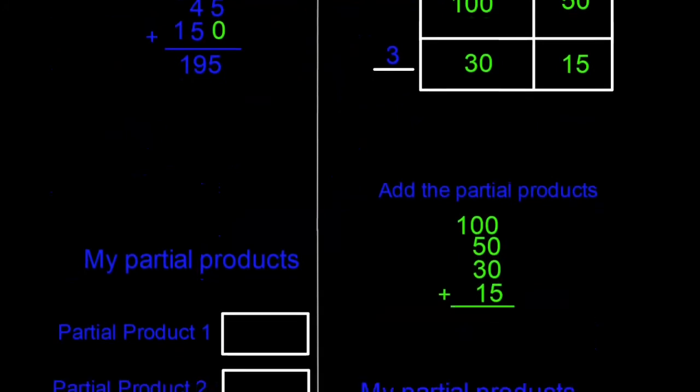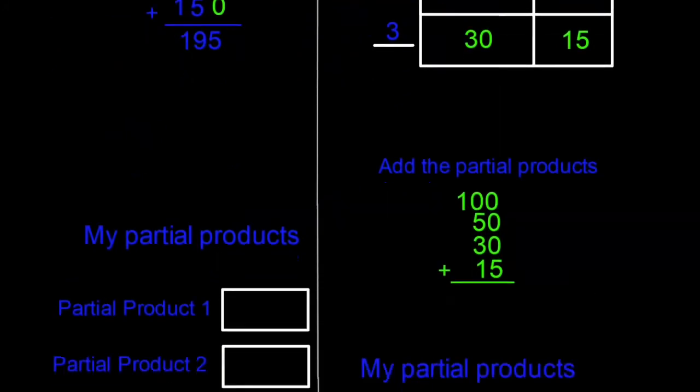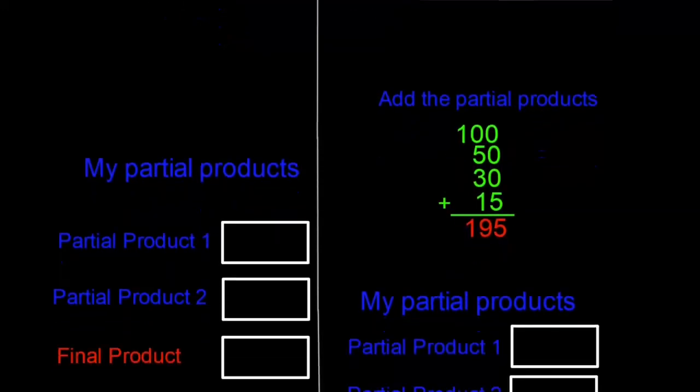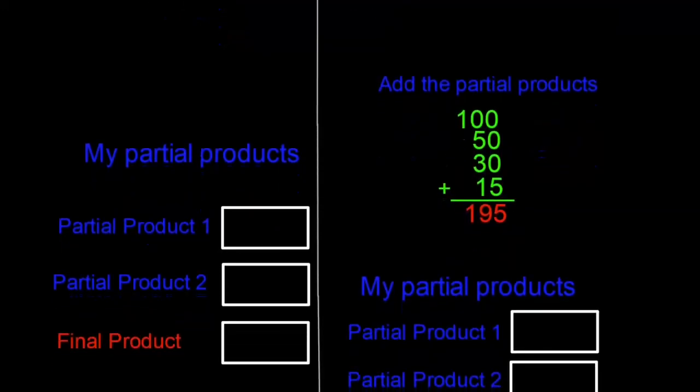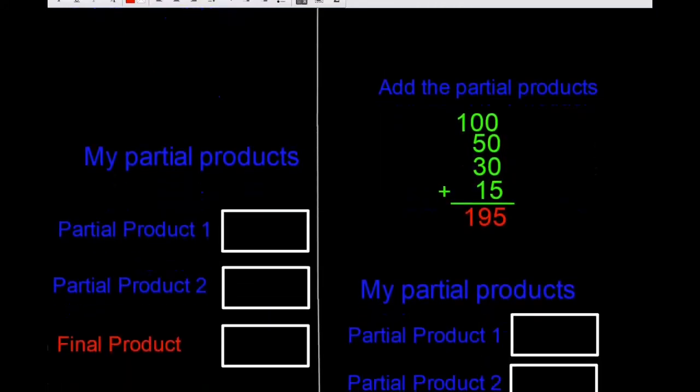We're adding 150, 30, and 15. And when we add them together, we are going to get the same product that we did in our standard algorithm. The difference is in the standard algorithm, we had 2 partial products, whereas in the area model, we have 4. The 2 partial products in the standard algorithm were 45 and 150, which gave us a final product of 195.